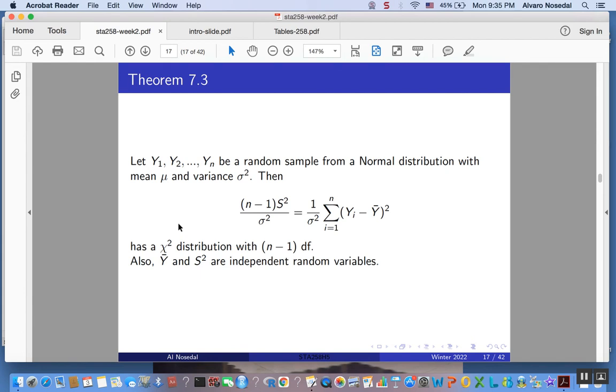Okay? And now in the near future, what we're going to see is that we will be using that theorem, that result, to do inferences about sigma squared, the variance. We're going to be able to say something about the variance sigma squared from the sample variance, which we can compute from our sample, from our observations.